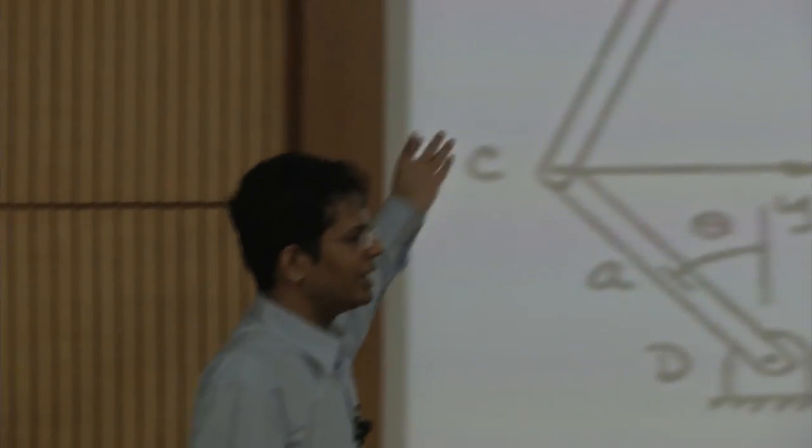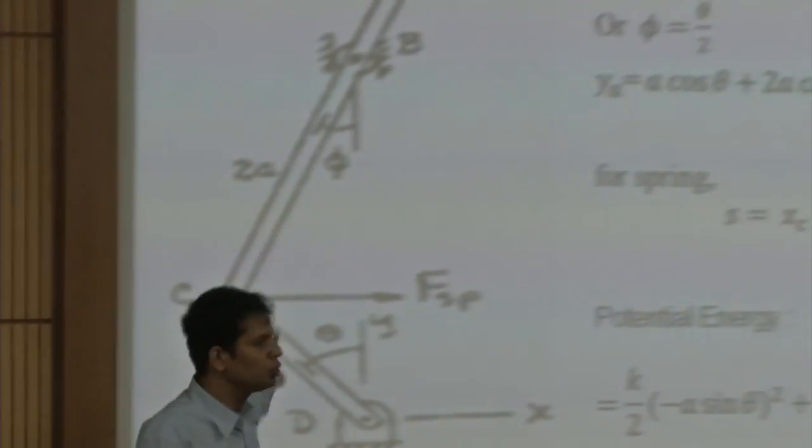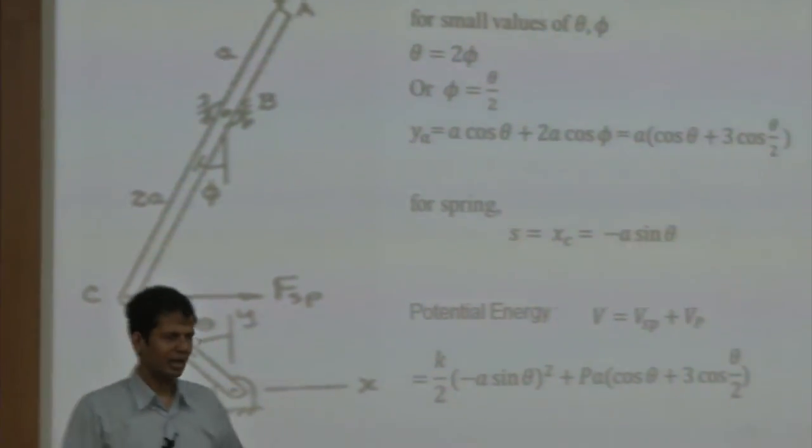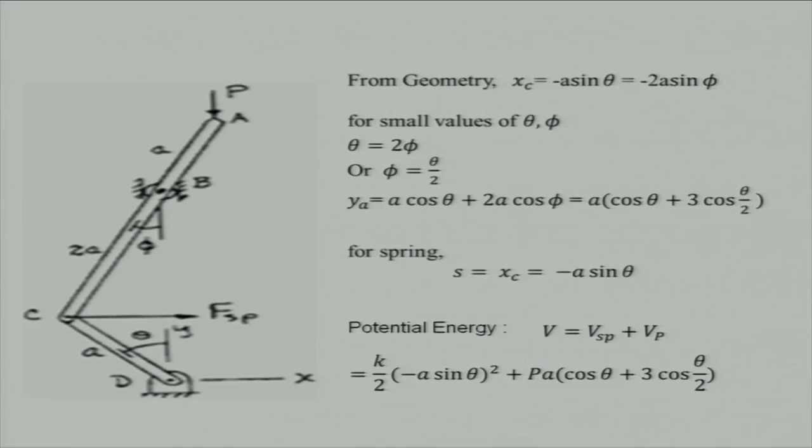So what do we know? We know that 2 phi is equal to 2 theta, so phi is equal to theta by 2 is what we have used there. So now what do we have? We have our potential energy written purely in terms of theta. Theta is small. Furthermore, let me finish this, then I will get to another point.